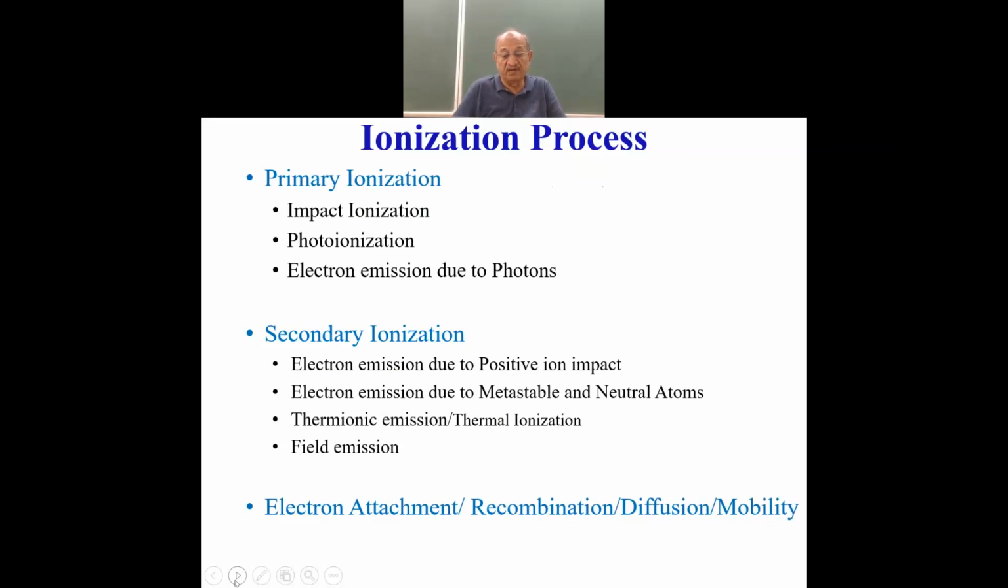Thermionic emission or thermal ionization: when the temperature of the gas is increased considerably, there is a process by which thermionic emission, we call it thermal ionization also, takes place. Because of the heat, the ionization also takes place. And the field emission, that means because of the high electric field, electrons may be produced in a dielectric.